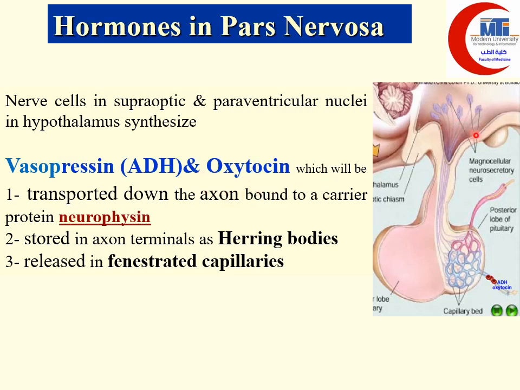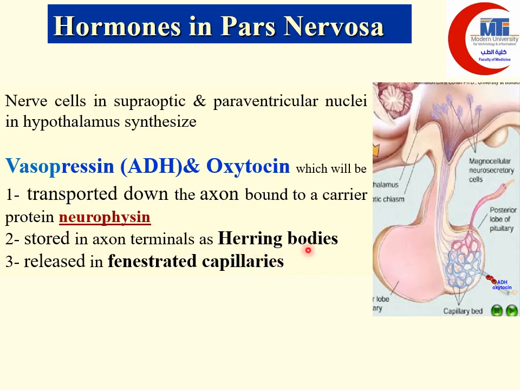These two hormones are synthesized in these neurosecretory cells, the supraoptic and paraventricular cells in the hypothalamus, and transported down in the axons, bound to a carrier protein called neurophysin, and then stored in the axon terminal in the form of herring bodies.